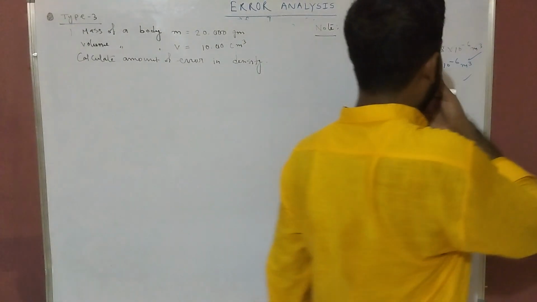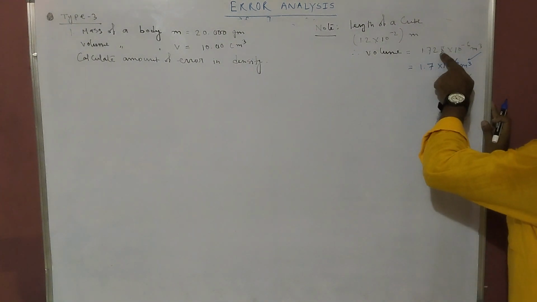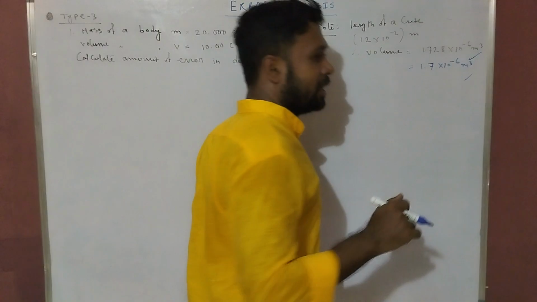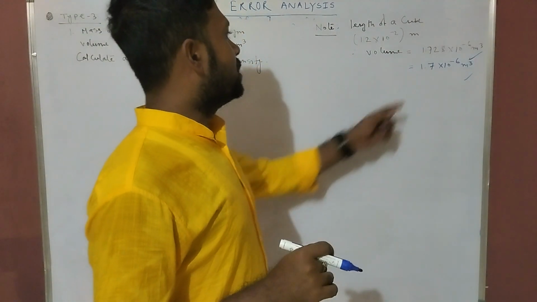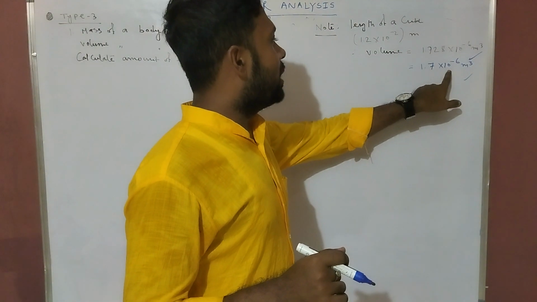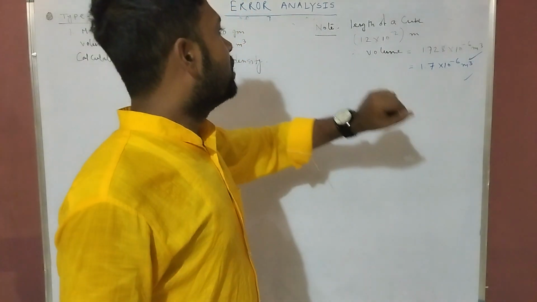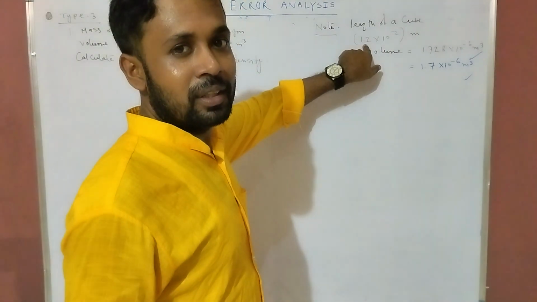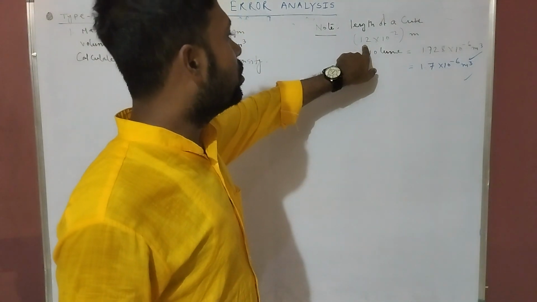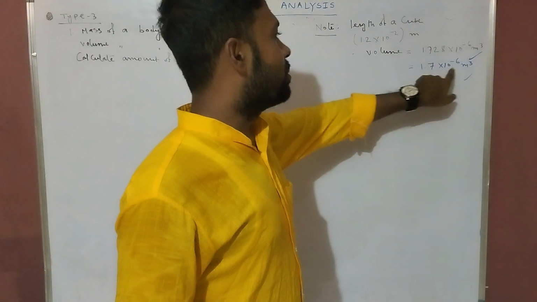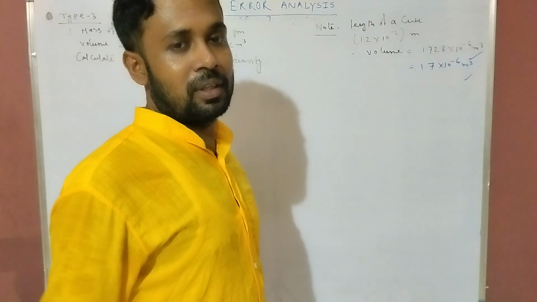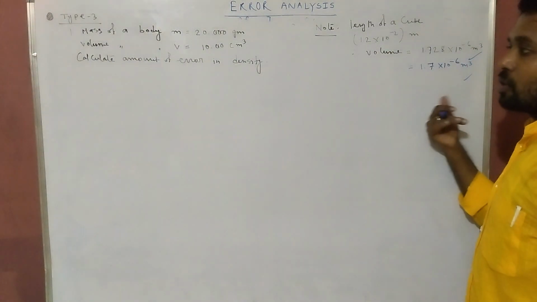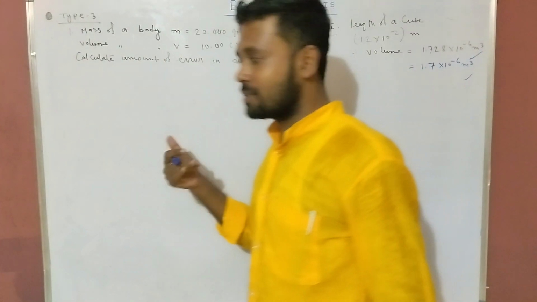If you calculate by calculator, the value will be 1.728 into 10 to the power minus 6. Okay, very okay. But in reality, this will be 1.7 into 10 to the power minus 6, because the scale permits only one digit after the point. Understood or not? We will apply this concept here in this problem. Let's see.